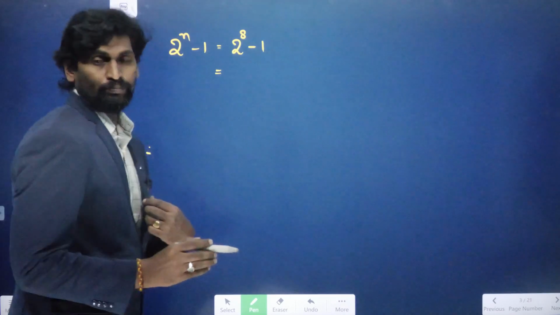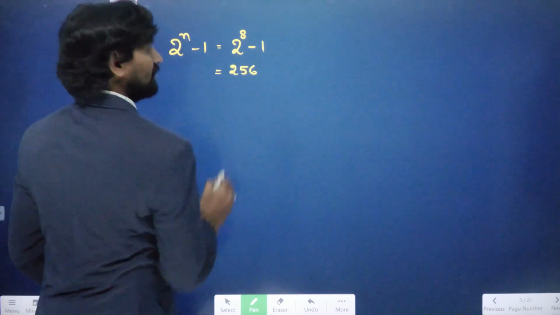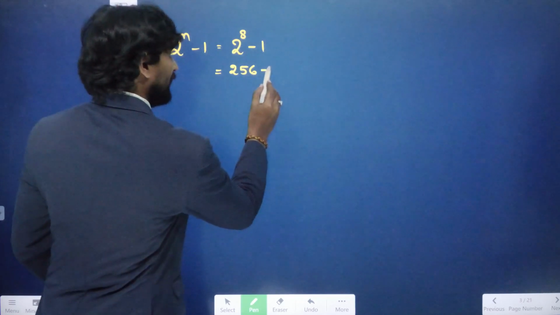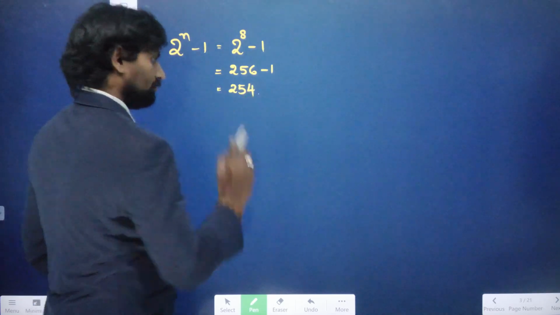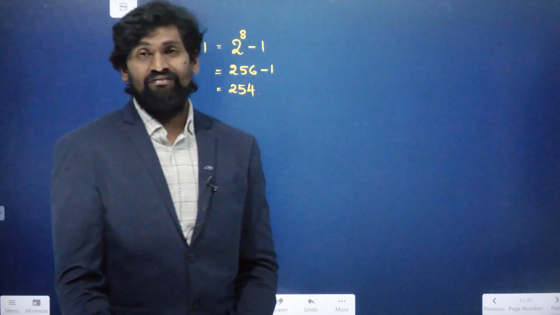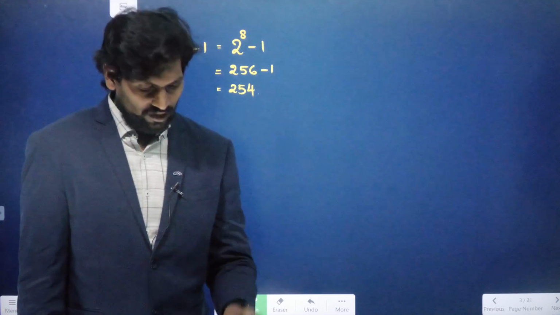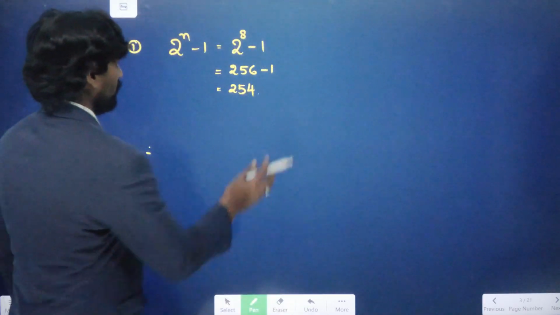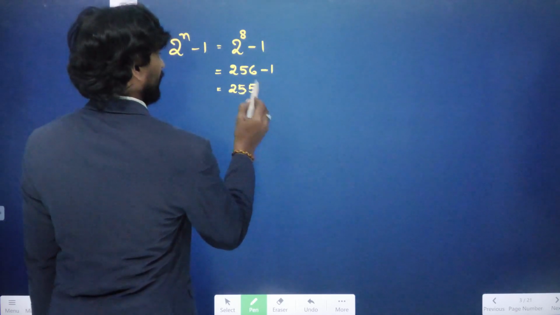What is the value of 2 power 8? 256. Okay? So the number of ways a man can invite one or more at a time for the 8 people is 256 minus 1, which is 255.